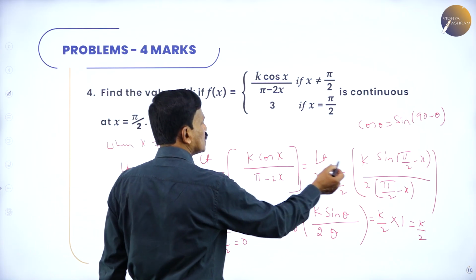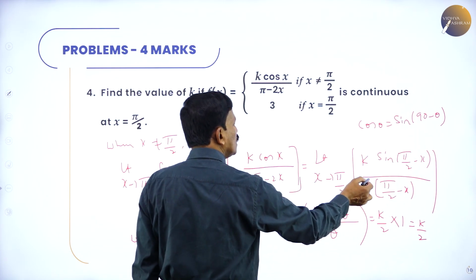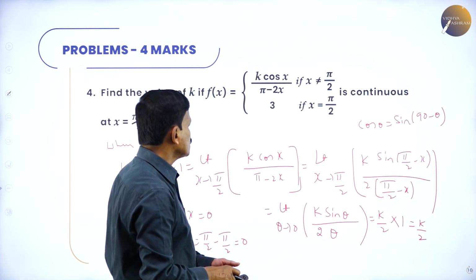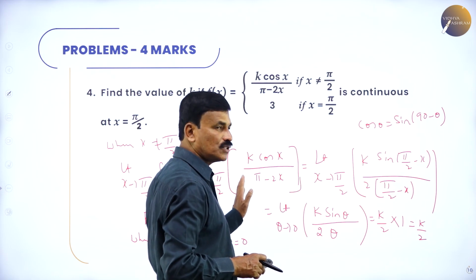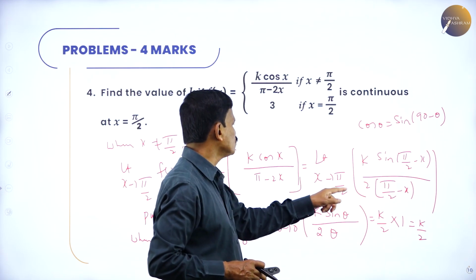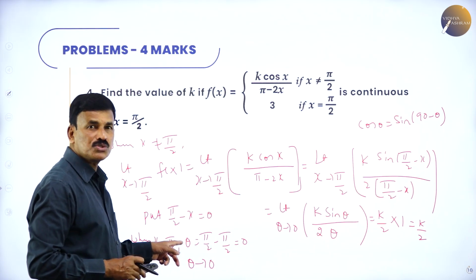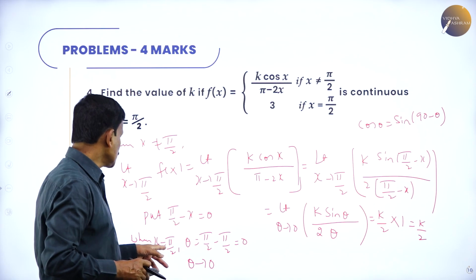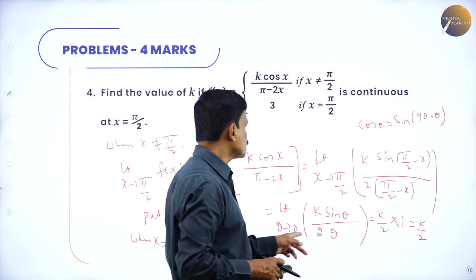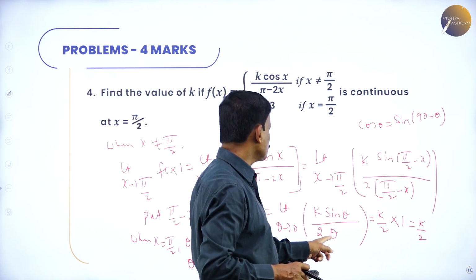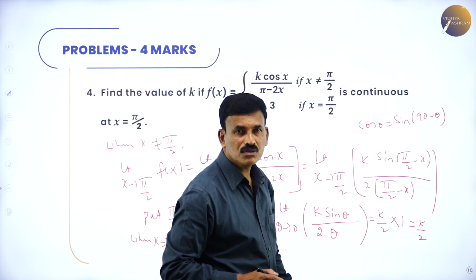So, cos x can also be written as sin(90 minus x), because sin(90 minus theta) is cos theta. Now this can be written as k into sin(90 minus x) divided by 2. You can take 2 as a common factor, then this becomes k into sin(pi by 2 minus x). Put pi by 2 minus x equal to theta. Whenever substitutions are taken, the limit value changes. When x tends to pi by 2, theta tends to 0. Then this becomes the limit as theta tends to 0 of k into sin theta divided by 2 into theta. k by 2 is a constant, and sin theta by theta is equal to 1, so that is equal to k by 2.